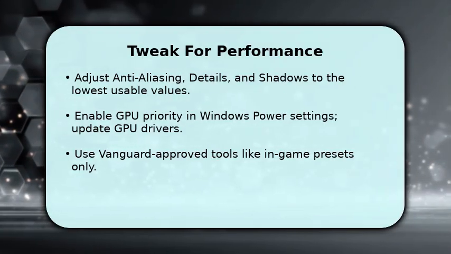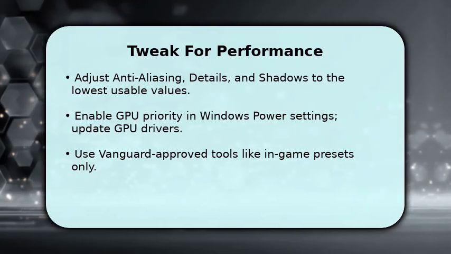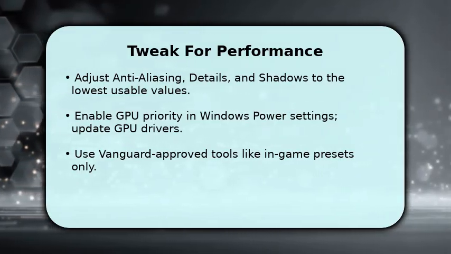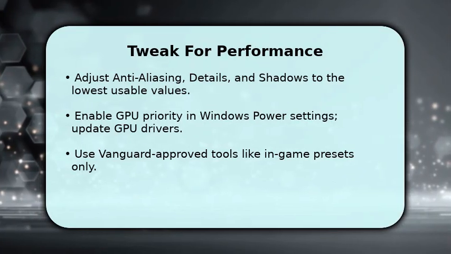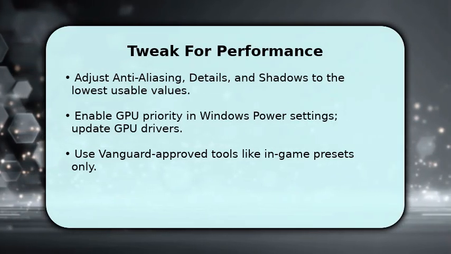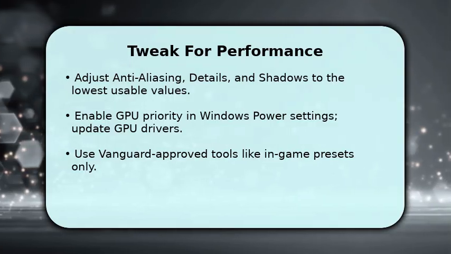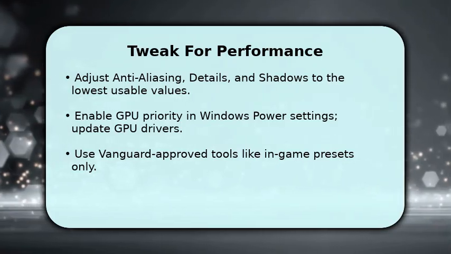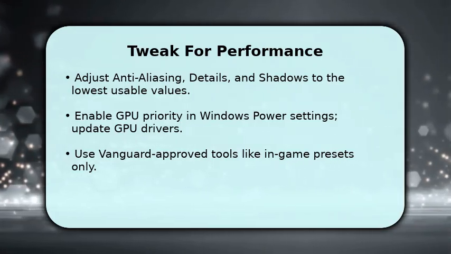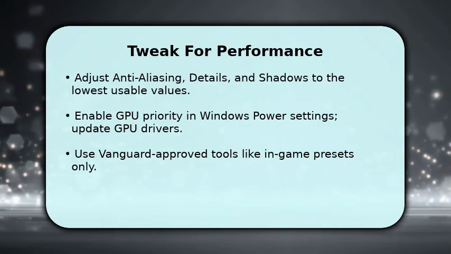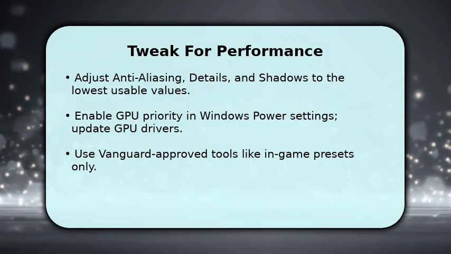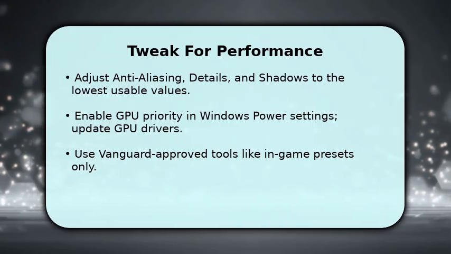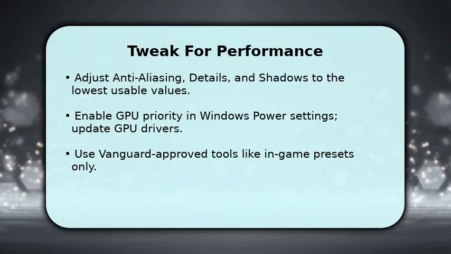Lower anti-aliasing, environment detail, and shadow quality. That reduces RAM pressure and improves frame stability. Make sure your GPU drivers are current and Windows Power Plan is on high performance so rendering isn't throttled. If you need more FPS, use the in-game low or performance preset. Do not use third-party file editors. These steps change behavior within supported controls and keep your account safe.